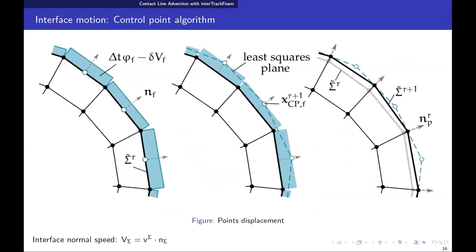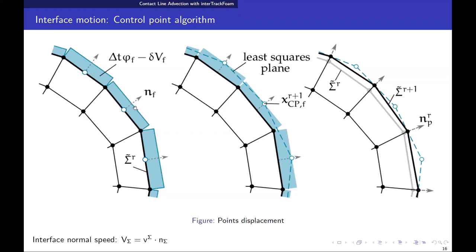This work is completely dependent on the mesh motion algorithm of InterTrackFoam, which is the control point algorithm. So just briefly to explain how this algorithm works without contact lines. We have something called control points initialized at the face centers, and the mesh motion here is governed by the principle of the space conservation law. The rate of change of volume of this cell containing the interface is dependent on the velocity on the interface. So we end up with a volume that has to be swept by these interface faces, so that the flux out of the interface is zero.